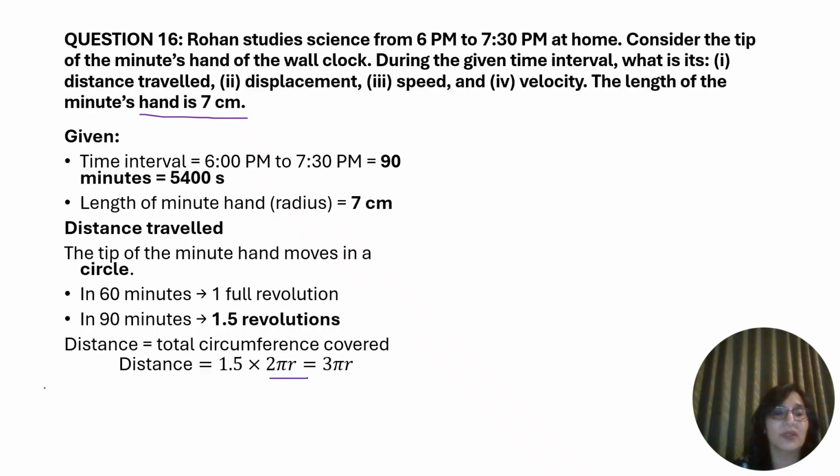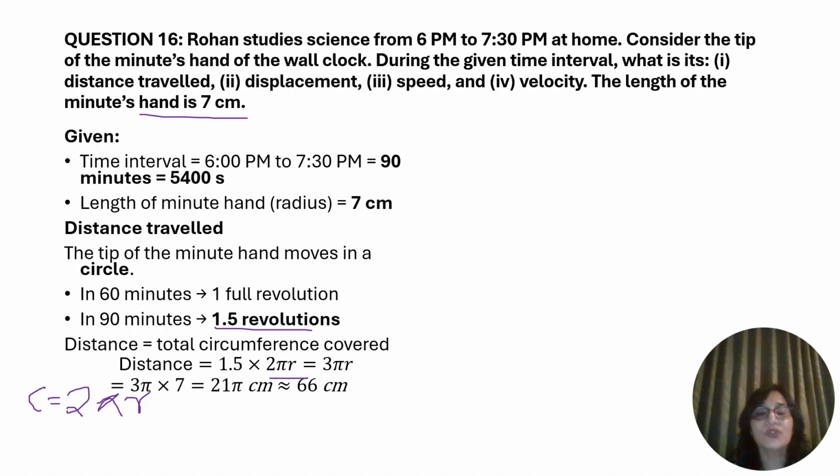Okay, so you need to remember the circumference of the circle is 2 pi r. And we multiply with what? We multiply with 1.5 revolutions, which is 1.5 into 2 pi r. You can give the answer in pi, that is 3 pi r. So 3 pi into 7. Now what is 7 here, children? That's the radius, which is the minute hand. So you get 21 pi. After that, the approximate answer will be 66 centimeters.